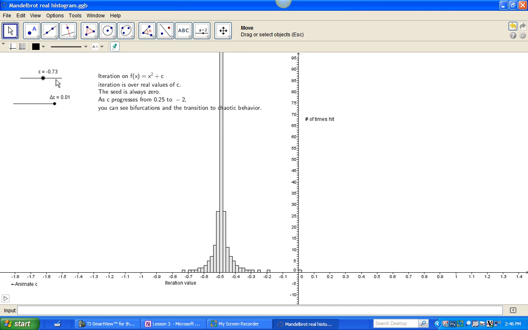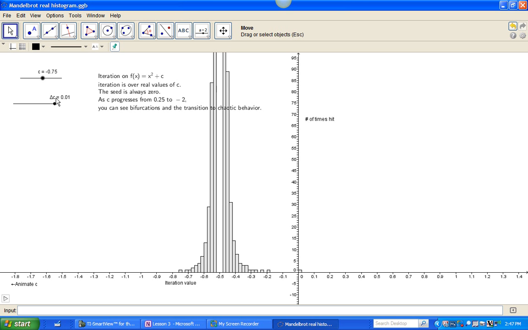Now it's really slow. It's taking a while. Here's negative 0.73. Negative 0.74. It takes quite a while to settle down. That's why we're getting some results that are not quite in our region, the region that contains the number that we're approaching asymptotically. Now we go to negative 0.75, and you can see there it does bifurcate.